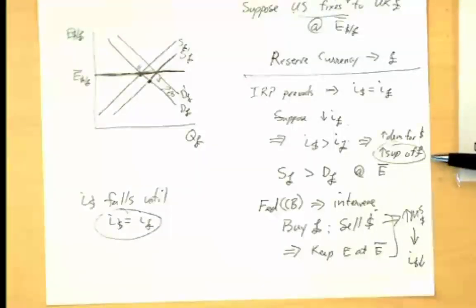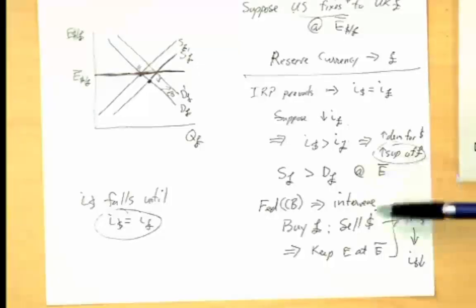Private players are increasing their supply of pounds, so the central bank is going to step in and increase their demand for pounds. And the increase in demand for pounds is going to result in an increase in the buying of pounds by the central bank. And to make this possible, they're going to exchange it for dollars. So they're going to be available in the market to buy or sell currency upon demand.